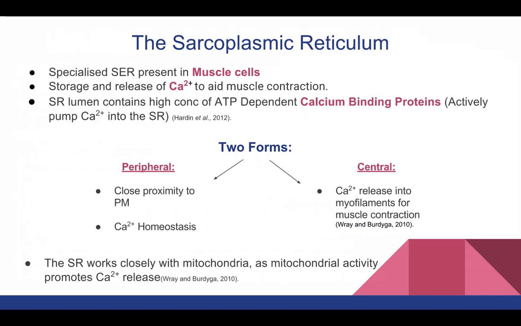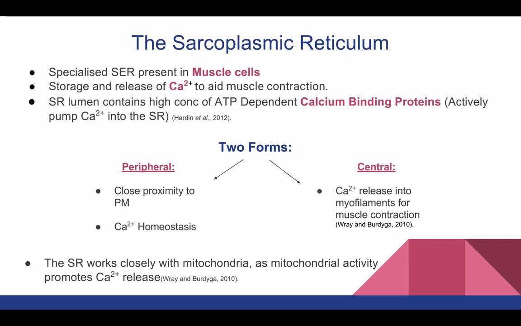There are two forms of sarcoplasmic reticulum, the peripheral form and the central form. The peripheral form lies close to the plasma membrane of the cell and is functionally responsible for the calcium ion homeostasis of the cell, local calcium ion release, and interacting with the ion channels of the plasma membrane.